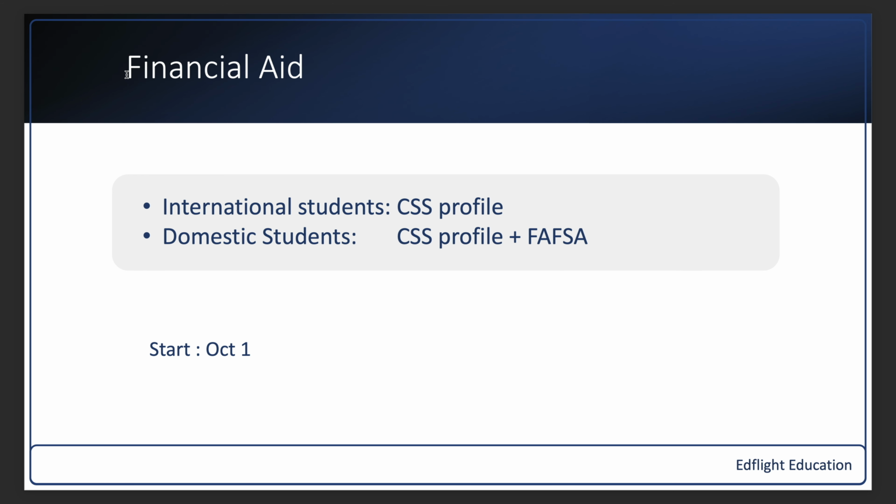As you hit the month of October, it will be the time to apply for need-based financial aid. All international students have to send their CSS profile to the universities or colleges that they are applying to. Domestic students have to send both the CSS profile together with the FAFSA form. That should happen in the month of October. The CSS profile opens up on October 1st every year. So as soon as the CSS profile opens up, I would recommend you to start working on it, and that should happen in the month of October.